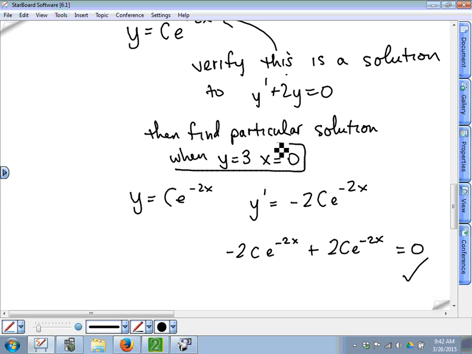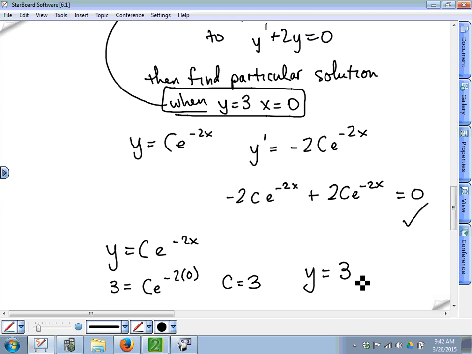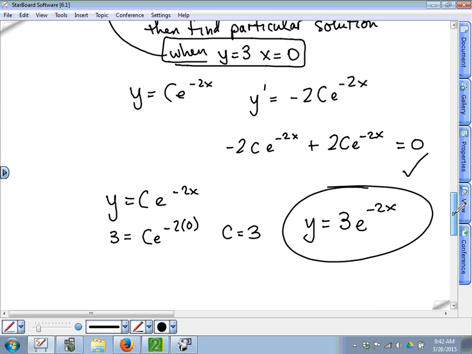Now that we know that, we can use the initial conditions and plug them into the solution to find a value of c. So the solution was y equals Ce to the negative 2x, but now we have a value of y and x. y is 3, and x is 0. What's e to the 0 power? 1. So c equals 3. So the particular solution is y equals 3e to the negative 2x.